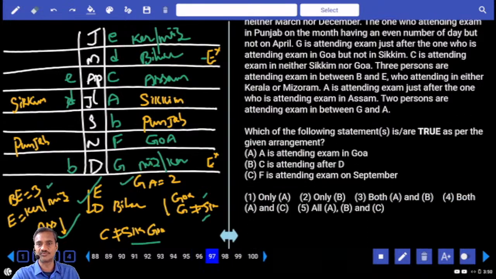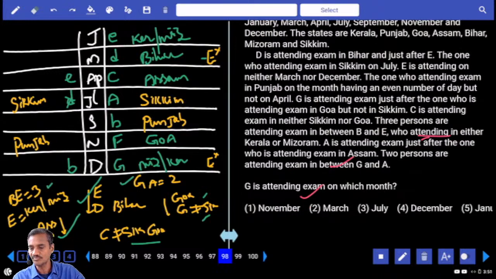And 97, which of the following statements is true as per the given arrangement? A is attending the exam in Goa, that is false. C is attending after D, that is definitely true. F is attending the exam in September, that is again false. The question is about definitely true, so only B is the choice for question number 97. The next one, 98. G is attending the exam in which month? G attends in the month of December. That is the choice for question number 98.